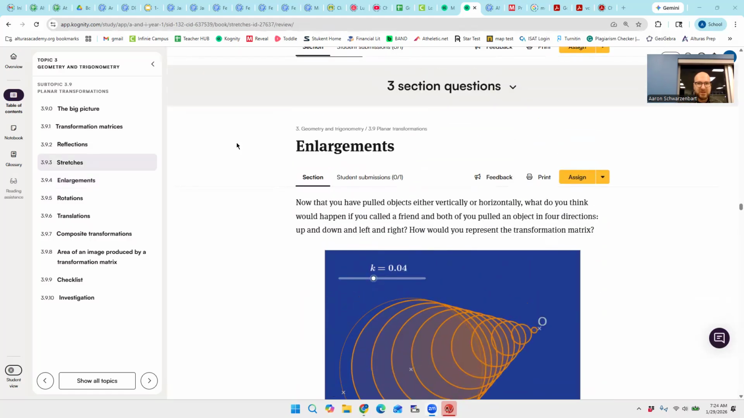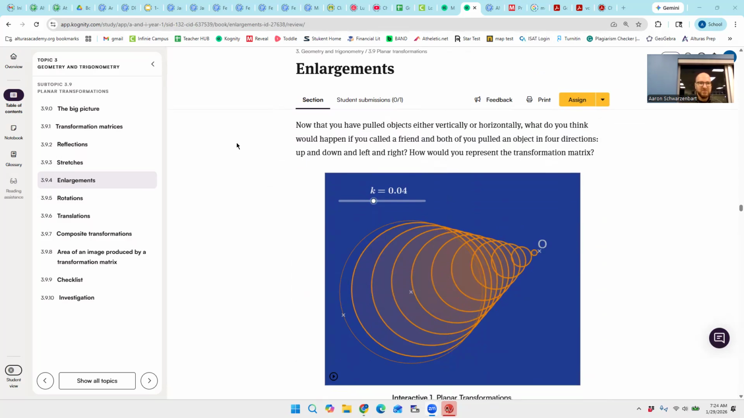Okay, today we're going to talk about enlargements. We're going to start with enlargements, then we'll do rotations, translations, and we'll begin composite transformations.